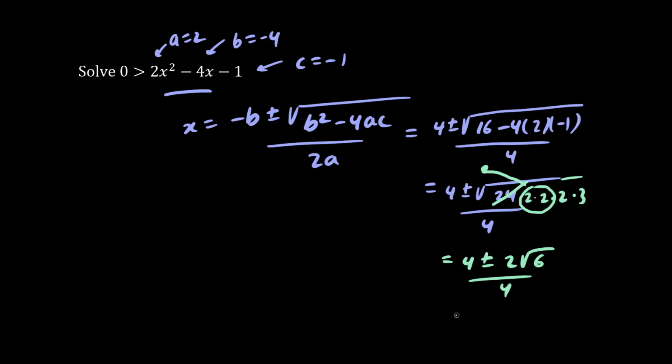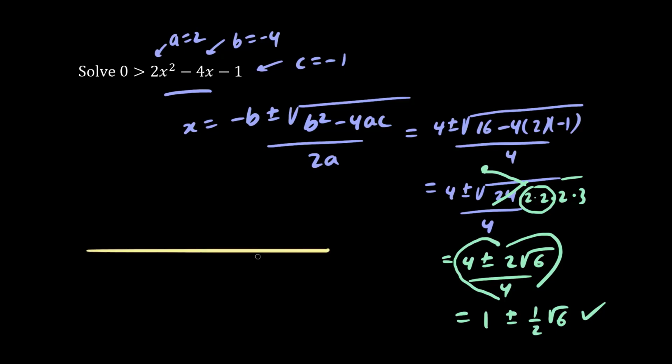Dividing top and bottom by 4, we have 4 divided by 4 is 1, plus or minus 2 divided by 4 becomes 1/2, and we have root 6 in the numerator. So these are the roots, the critical points. When we sketch this parabola, we have a larger root, which we indicate with 1 plus 1/2 root 6, and we have a smaller root, which is 1 minus 1/2 root 6.